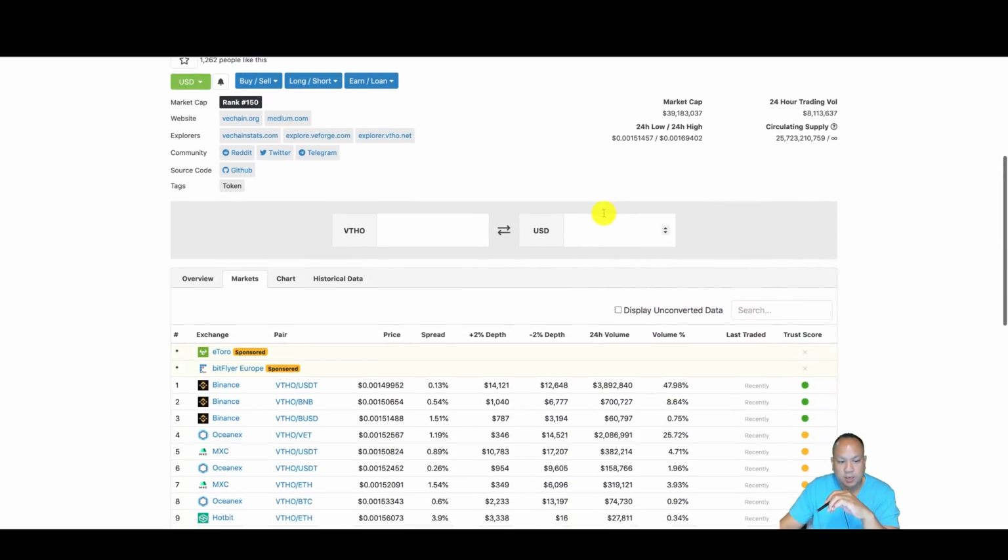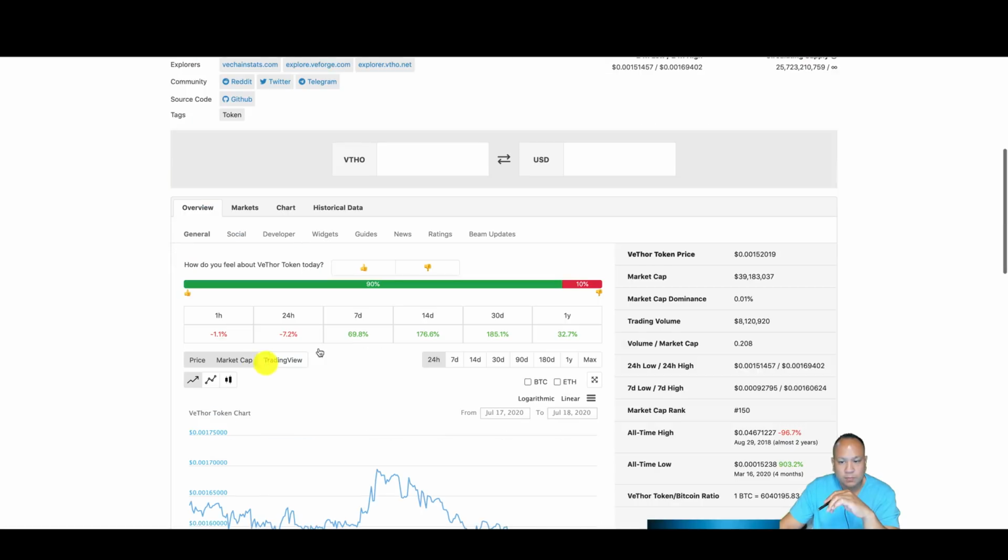Look at the price of VTHO right now. The price of VTHO is 0.0015. Guys, remember when in March, if you're new to cryptocurrency and you didn't experience the flash crash, back in March when all of the markets went down, cryptocurrency and traditional markets, Vechain VET was actually around this price, 0.00175, I think. So that was quite a steal. And now we're looking at the price of VTHO.